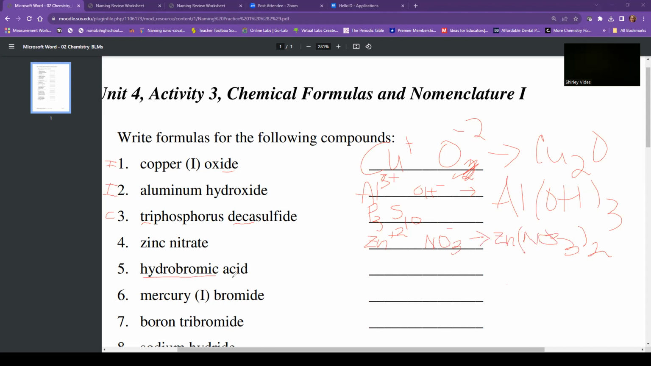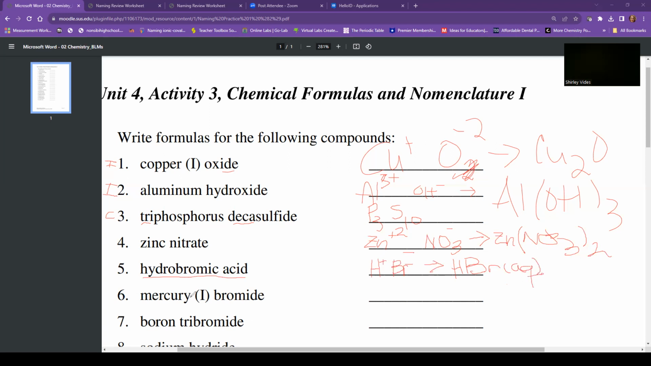Hydrobromic acid. Well, we just did all these acids, but it's easy to know that hydrobromic is hydrogen and bromine. Hydrogen is positive and bromine is negative. Therefore, we get HBr. And if this is an acid, then it needs to be aqueous. Remember that part, because that'll be part of what you will get in your Connect things that you're going to do. So it needs to say aq like that.